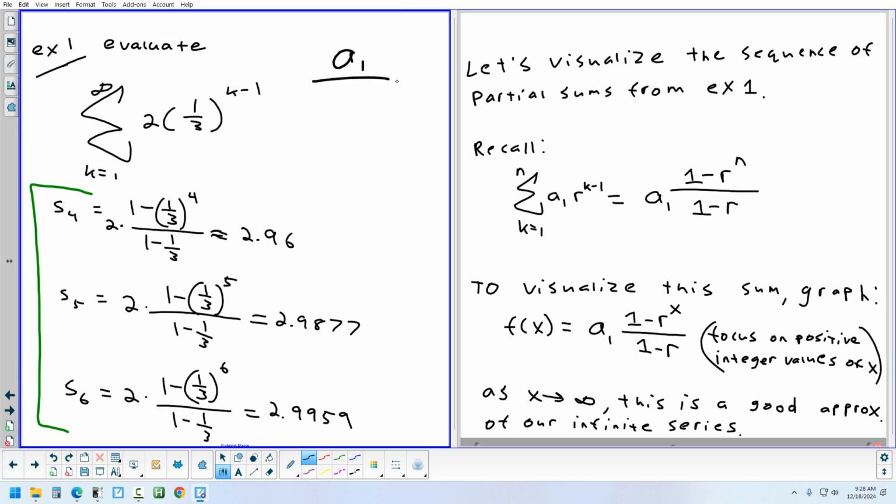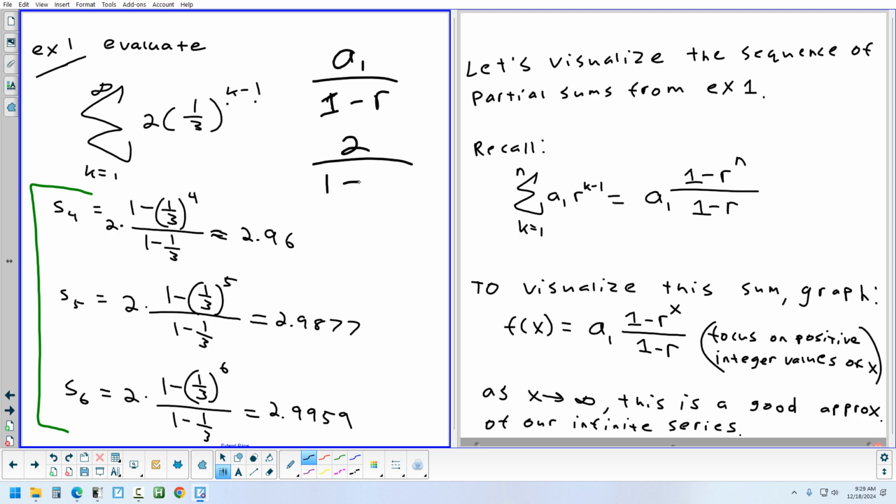Let's try our formula. A sub 1 divided by 1 minus r. Okay, so first you need the first term. What number do you plug in for k to get the first term? 1. Okay, what's 1 minus 1? 0. What's 1/3 to the 0? No, 1/3 to the 0 is 1. And then 1 times 2? 2. So the first term is 2.